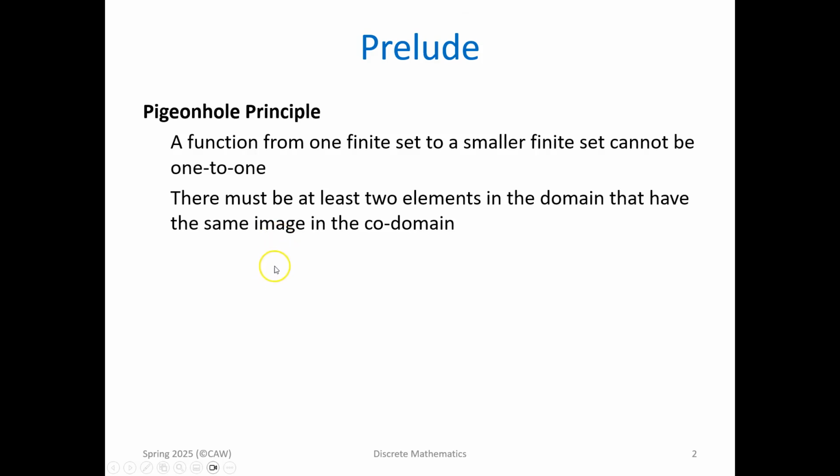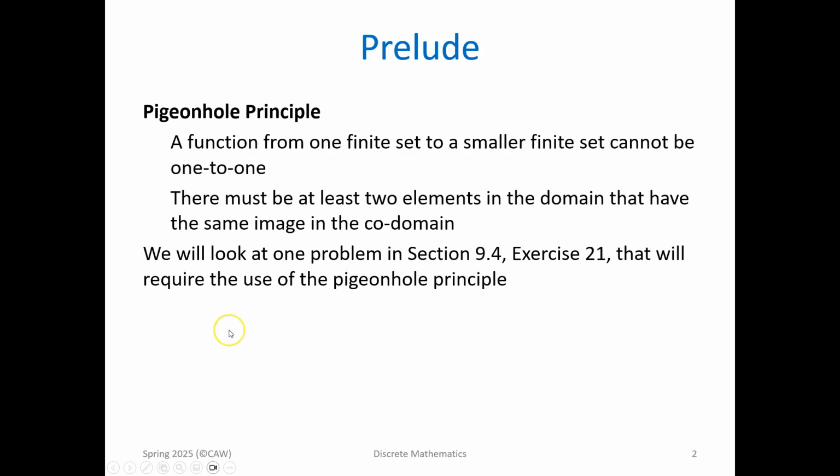We're going to need the pigeonhole principle to solve this exercise, and here it is. A function from one finite set to a smaller finite set cannot be one-to-one. In other words, there's going to be at least two elements in the domain of the function that have the same image in the codomain. And we have a finite domain and a finite codomain. So that makes sense. A function has to map every element of its domain somewhere in the codomain. So if you have more elements in the domain than the codomain, then it's pretty clear that something is going to map to the same image.